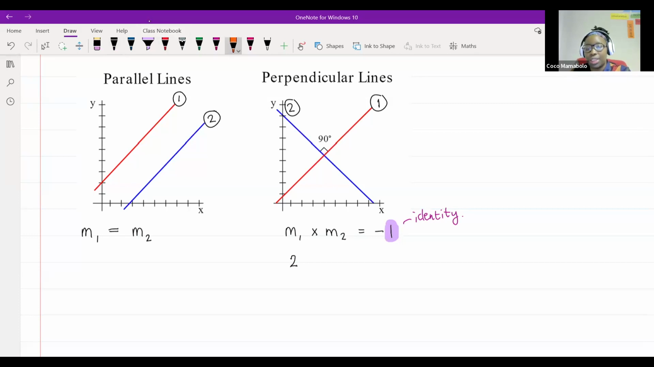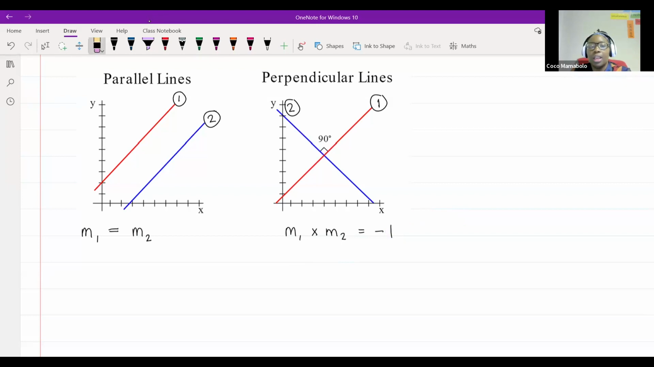All we're going to do is say the second gradient is going to be negative. If I change this into a fraction, I would write this 2 as 2 over 1. That means my M2 is just going to be negative 1 over 2. And if I multiply these two things, they're definitely going to give me negative 1. So we're just looking at the reciprocal of each of these values.